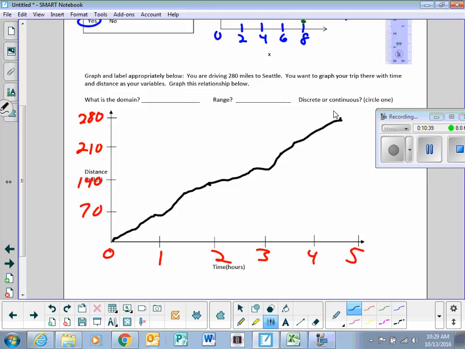So you're never going to be going at constant speed. In the past, you have curves and things like that. What is the domain? Well, my domain would be 0 to 5. Does it include 0? Yes. Does it include 5? Yes. 0 to 5. This is my domain. This is my input. What is my range? 0 to 280. Is it continuous? Yes. Time, speed, distance are all continuous.